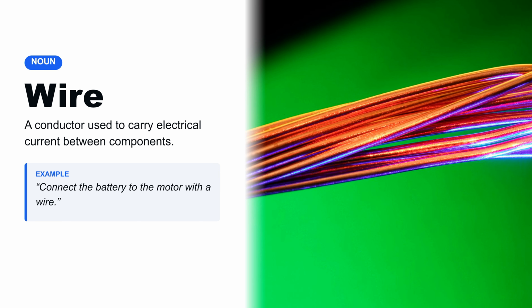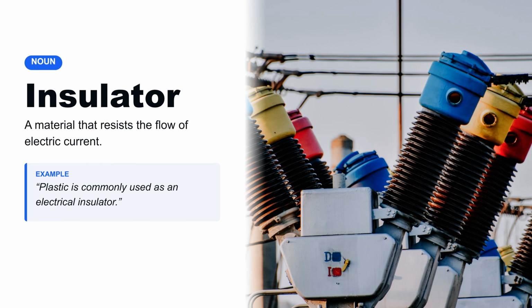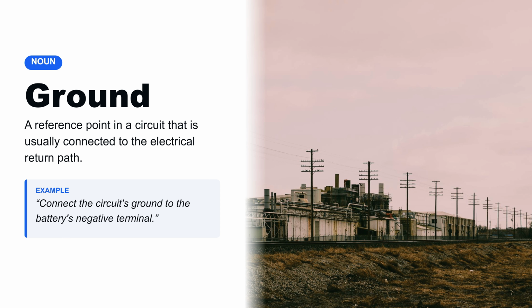Wire. A conductor used to carry electrical current between components. Connects the battery to the motor with a wire. Conductor. Copper is a good electrical conductor. Insulator. A material that resists the flow of electric current. A reference point in a circuit that is usually connected to the electrical return path. Connects the circuit's ground to the battery's negative terminal.